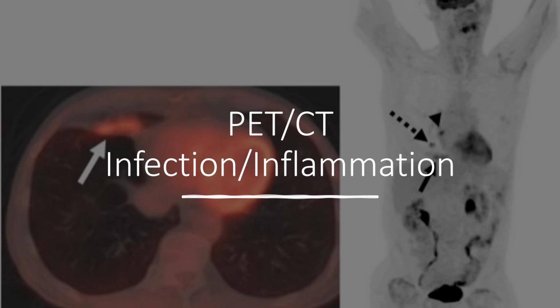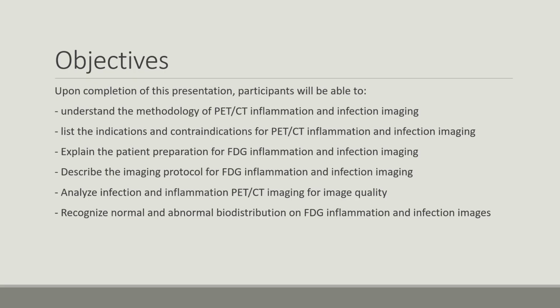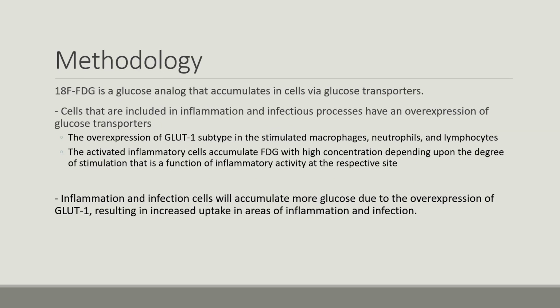Welcome to this lecture on PET-CT infection and inflammation imaging. The objectives for this presentation are to understand the methodology of PET-CT inflammation and infection imaging, list the indications and contraindications for PET-CT inflammation and infection imaging, explain the patient prep, describe the imaging protocol, analyze images, and then recognize normal and abnormal distribution on FDG inflammation and infection images.